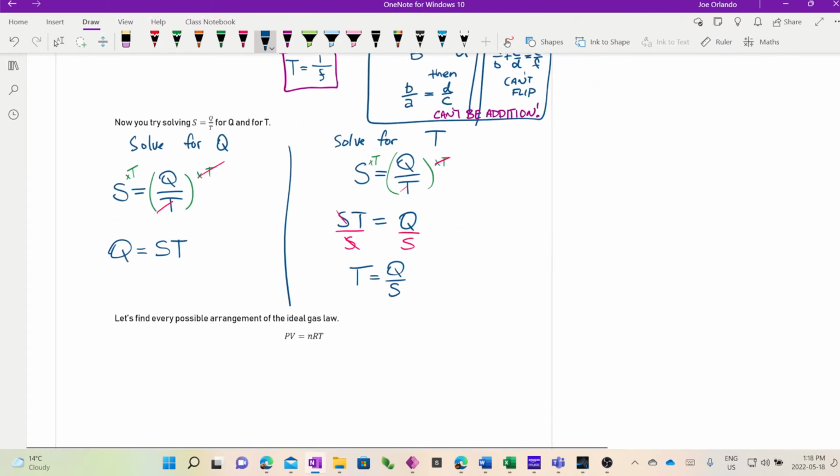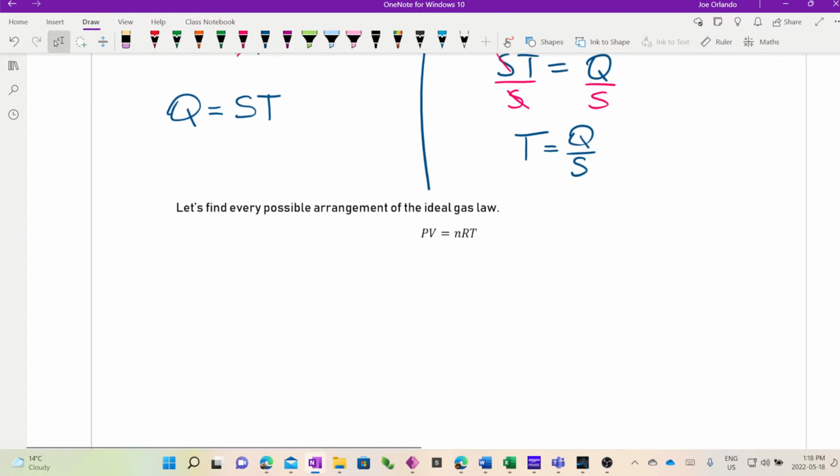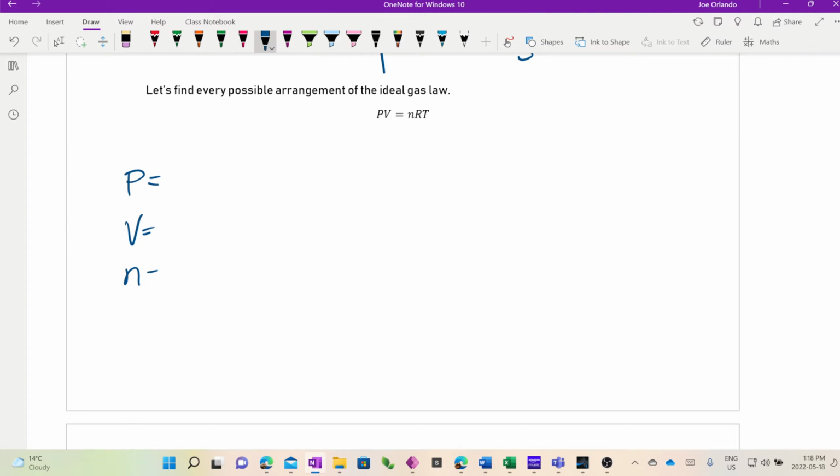Okay, just for good practice, I want every possible thing here. Tell me what P equals, tell me what V equals, tell me what N equals, tell me what R equals, tell me what T equals. They are all separate, just dependent on R. Doesn't matter, solve for them all. P, V, what's R again? Not solve for the number. Yes, 8.314.